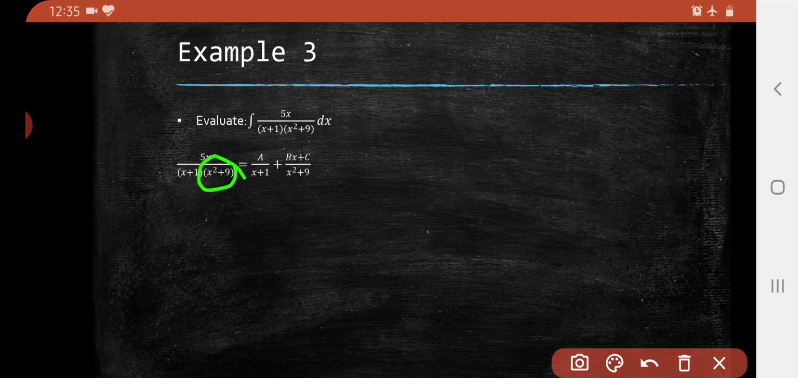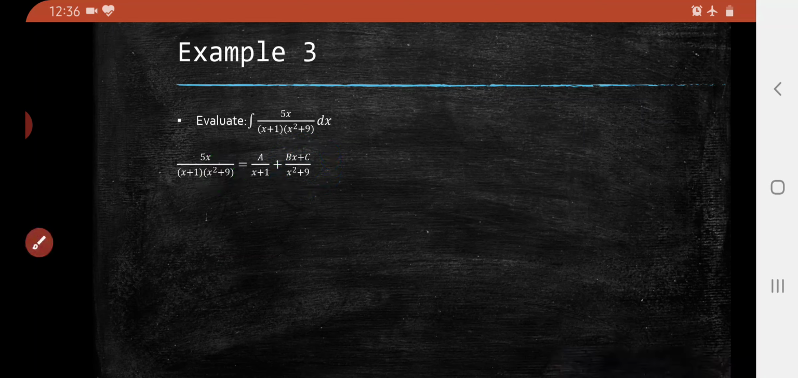So in case of bounding ourselves to real numbers, x square plus 9 is irreducible, it can't be factorized. So therefore, what do we have to do? We have to take a quadratic factor, that is x square plus 9, and the partial fraction will be bx plus c.